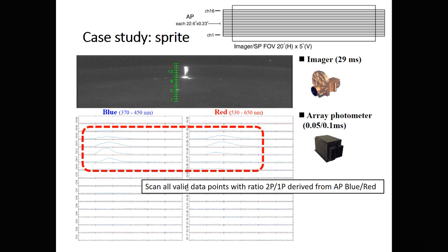This will show how the sprite emission we observed in ISUAL looks. They have an image, and we take the image here. There is sprite and thunderstorm emission. For the limb observation, they can easily separate this emission from the lightning. And we have blue and red emission for the second positive and first positive bands of molecular nitrogen. Using these emission ratios, we can compare to the sprite streamer theories and derive their electric fields.